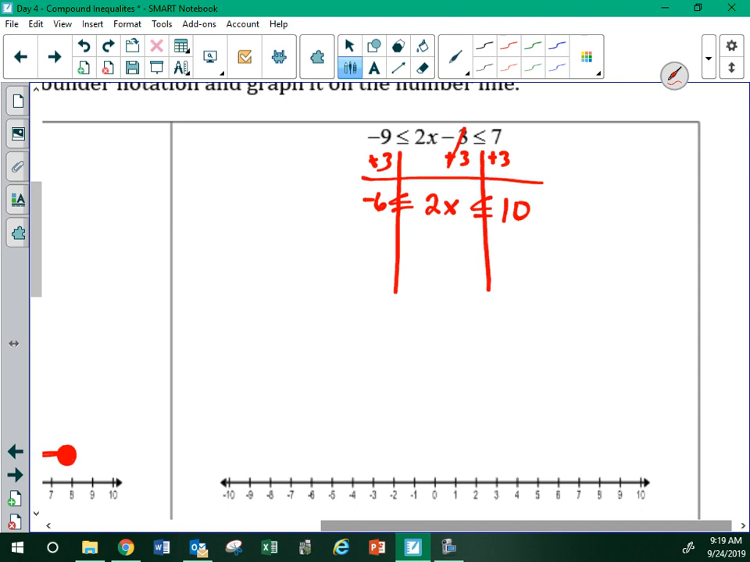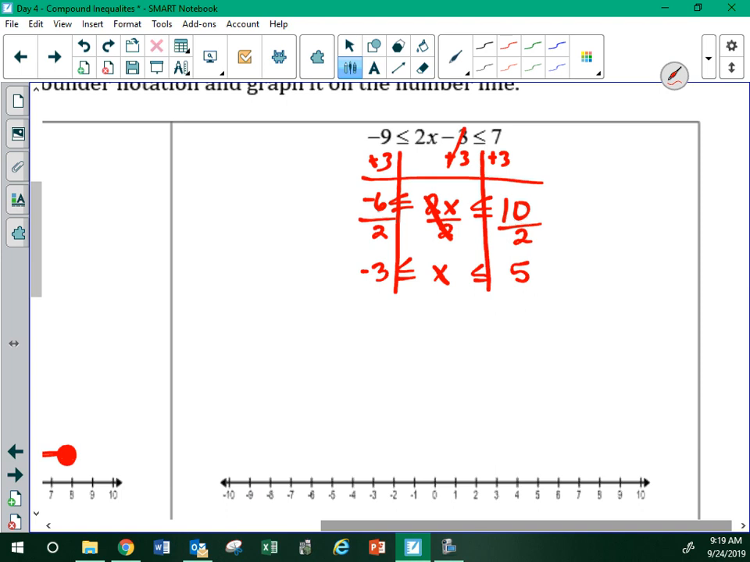No, we need to get x completely alone. I currently have 2 times x. How do I get rid of that 2? Divide by 2. Again, we have to do it to all 3 sides. Alright, I've been doing all the math. You guys do some math. What is negative 6 divided by 2? Negative 3, good. Okay, so my 2's cancel. 10 divided by 2? 5.